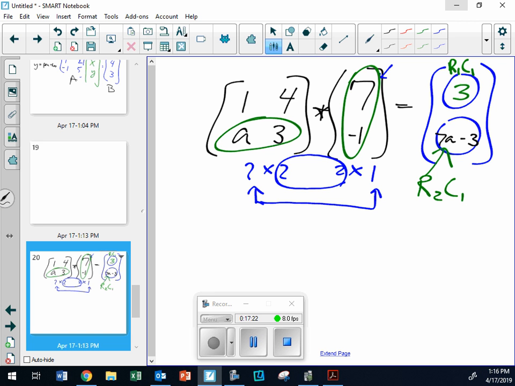Raise your hand if you had that one right. Okay, if you didn't catch that, look through it. Okay. Here's another one that's similar.